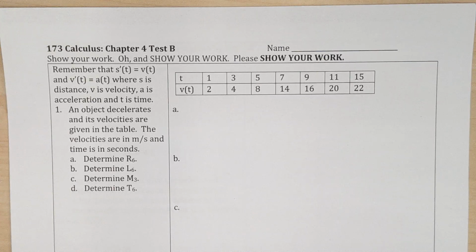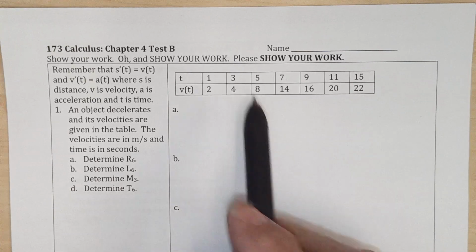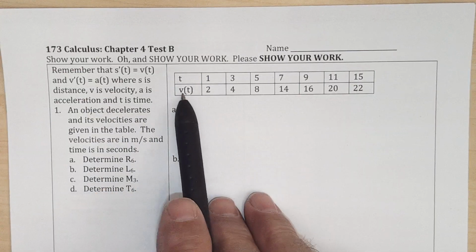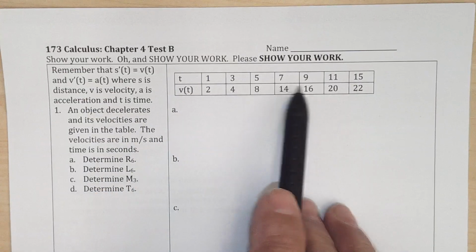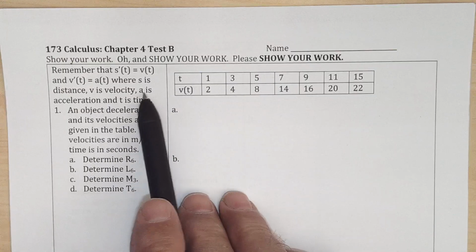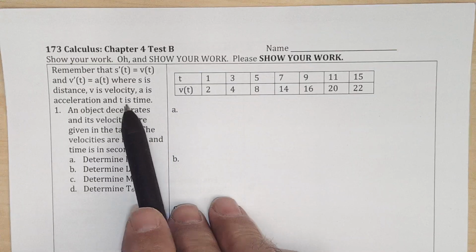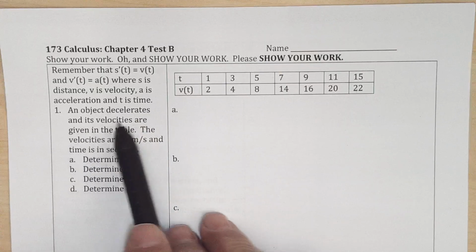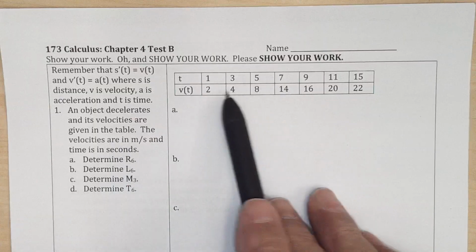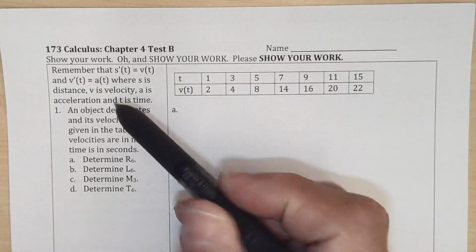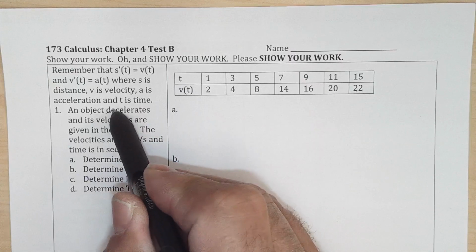Okay, let's go over the test we just took. So we have time and the velocity at these times. And we're supposed to find out A is the acceleration, B is the velocity, and T, the object decelerates and its velocities are given in the table. So, it's not decelerating, it's accelerating. The velocities are increasing, so that's a typo.